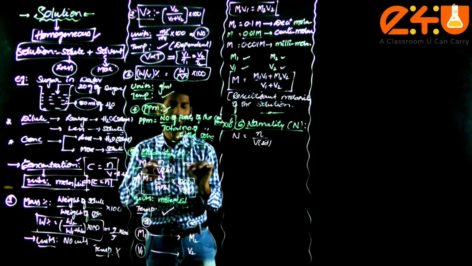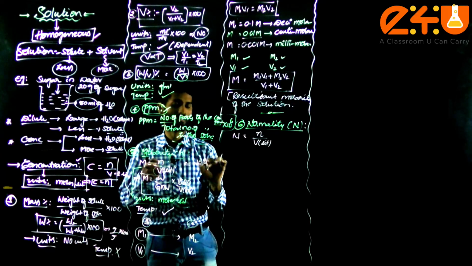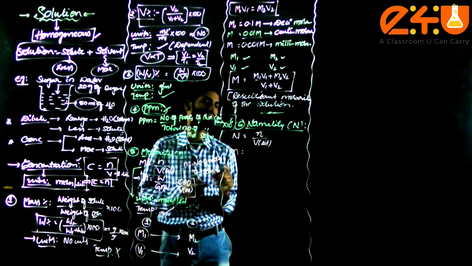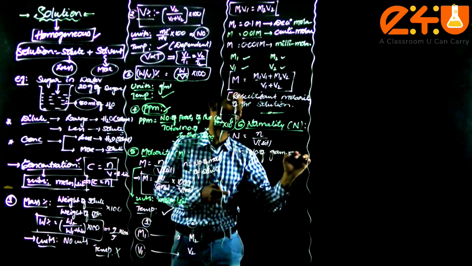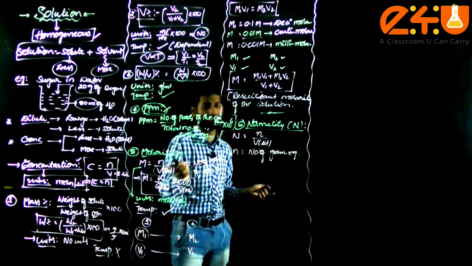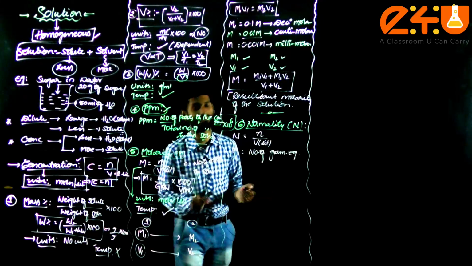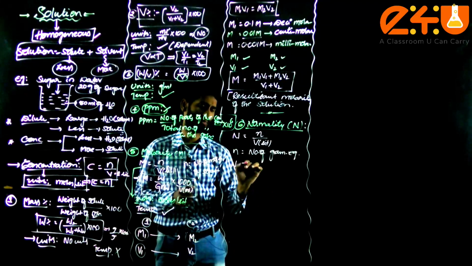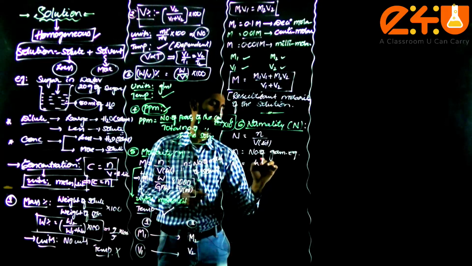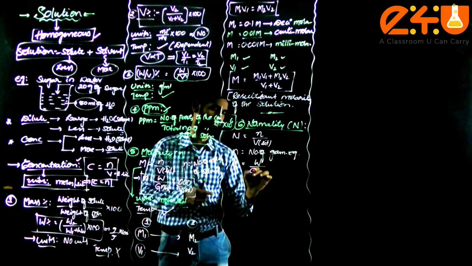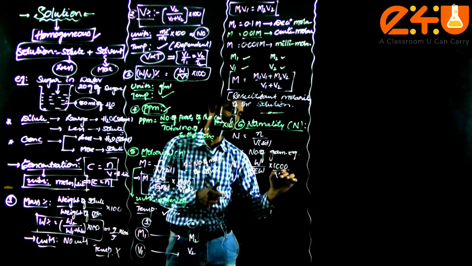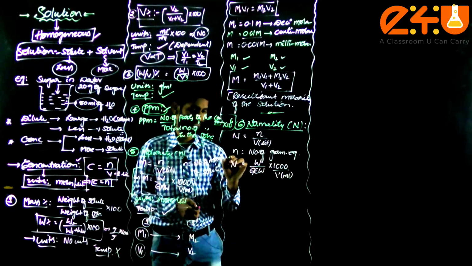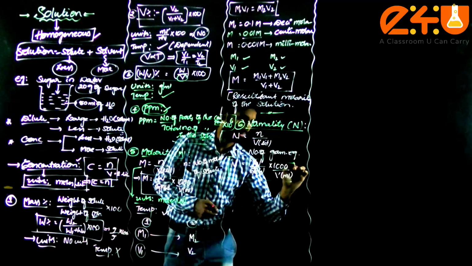Small n indicates here the number of moles of solute. But what does capital N indicate here, dear students? N is equal to the number of gram equivalents. Please try to understand the difference between this small n and this capital N. Now how to write this formula? N is equal to weight divided by gram equivalent weight, times, in terms of milliliters, 1000 divided by volume in milliliters. This is the formula for normality.